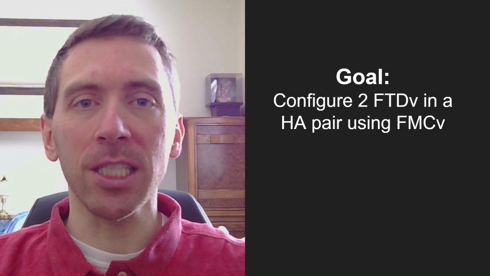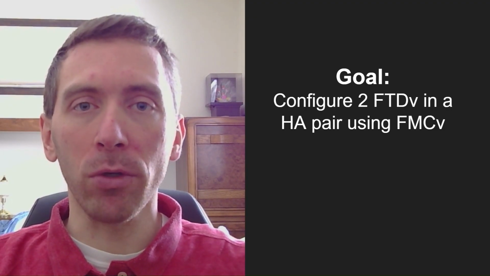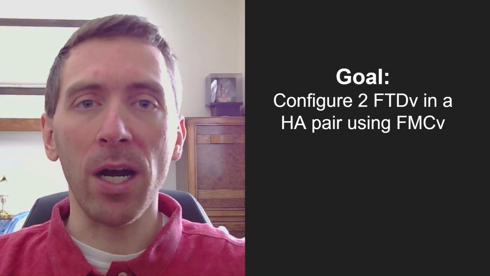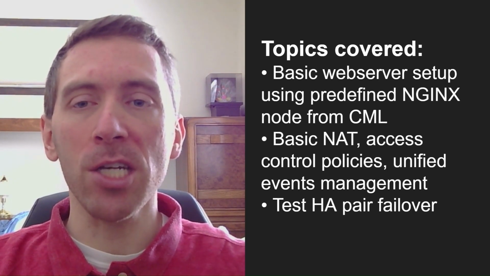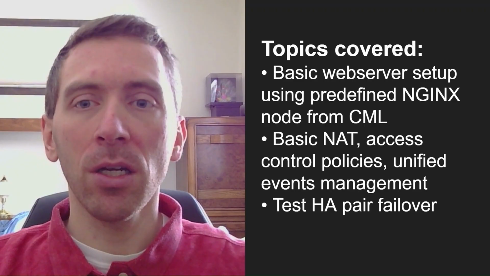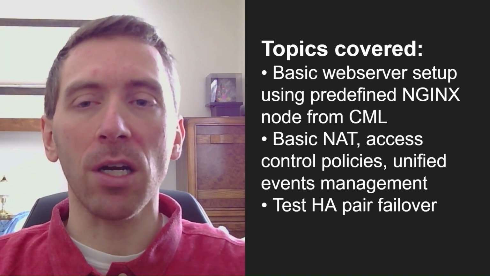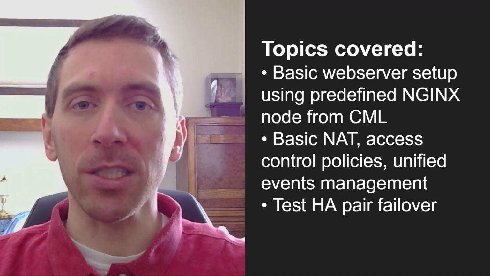Hello everyone! This is a guide to show you how to configure two FTDVs, or Firepower Threat Defense Virtual, in a high availability or HA pair. They will be managed by Cisco FMC, which stands for Firewall Management Center. We'll set up basic web servers using the NGINX node in CML. We'll do some basic NAT, access control policies, and unified events management. Then we'll test our HA pair's failover capabilities.